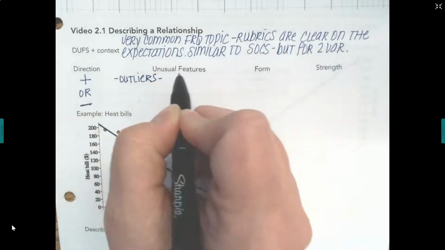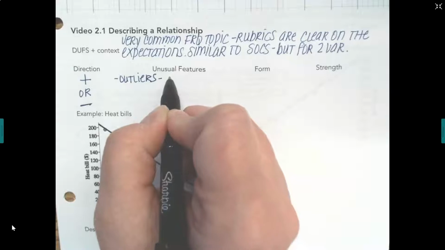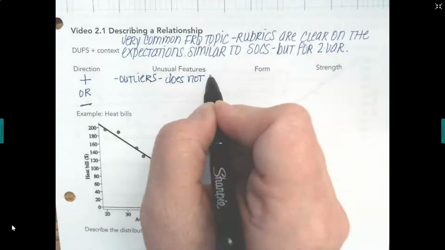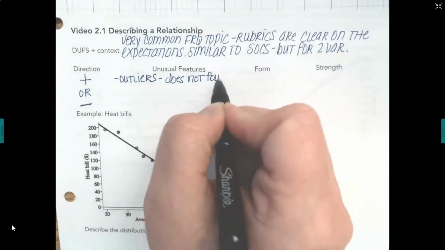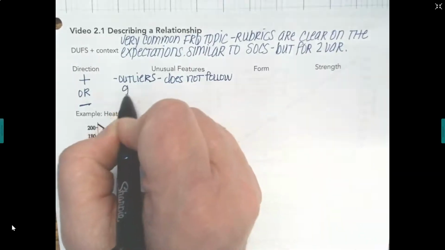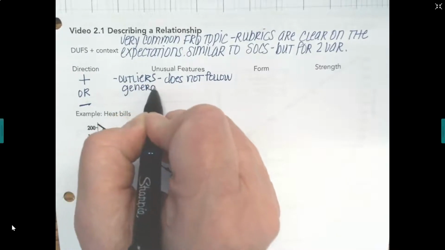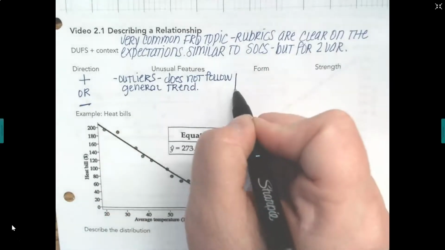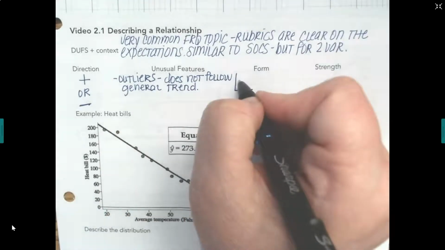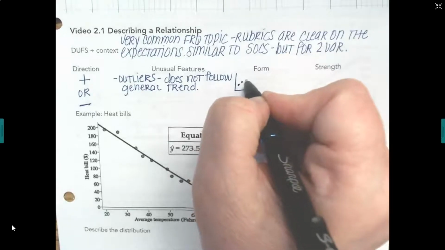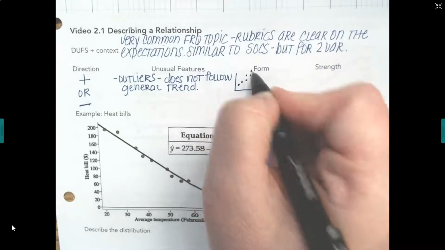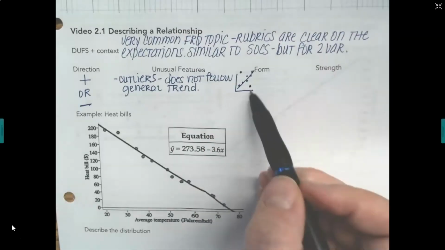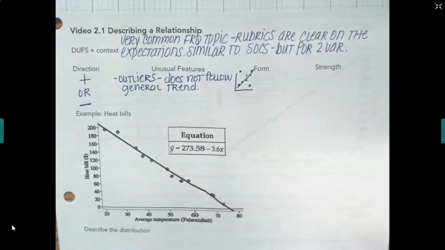And an outlier in a scatter plot does not follow the general trend. And here's what I mean by that. So if we had a scatter plot and we've got our points in here, but then you had a point outside, we have a general trend going this way. Any points outside the general trend, that's an outlier.